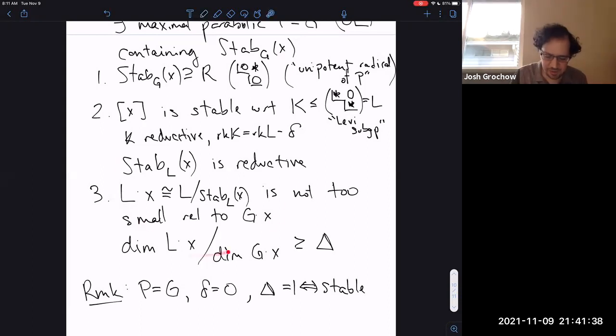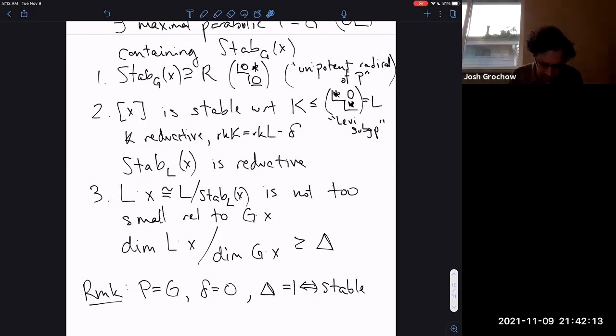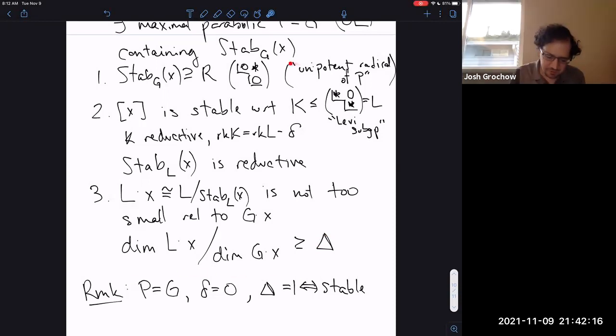So there are lots of things here, but in the stable case, all of these things hold with defect 0 and this ratio being 1. And they hold kind of trivially because this K will then just be the original stabilizer of X that you started with. This Levi subgroup will be the whole group. This unipotent radical will be the trivial group. And here this will be G mod the stabilizer of G, it will be the same orbit, so delta will be 1. So in the case of stable, a lot of these things sort of become trivial in some sense.